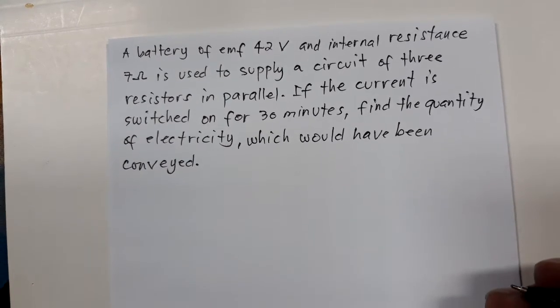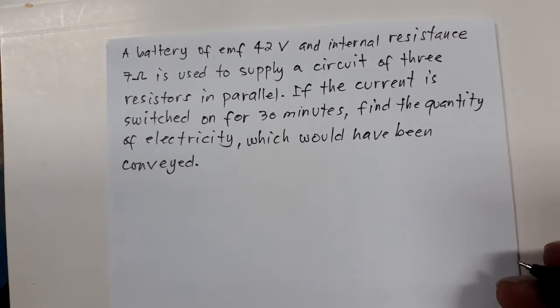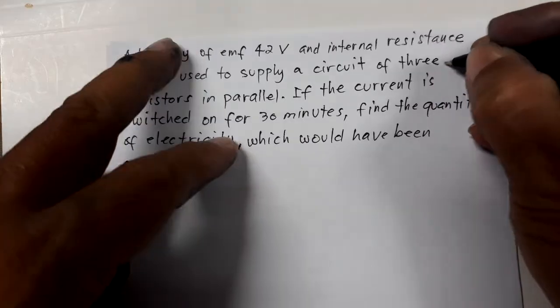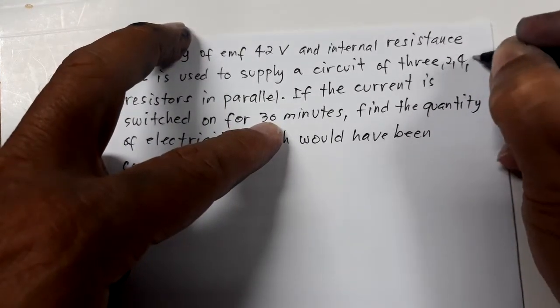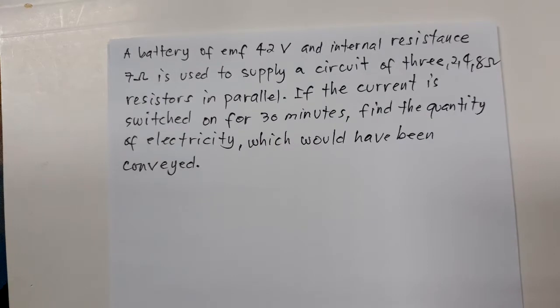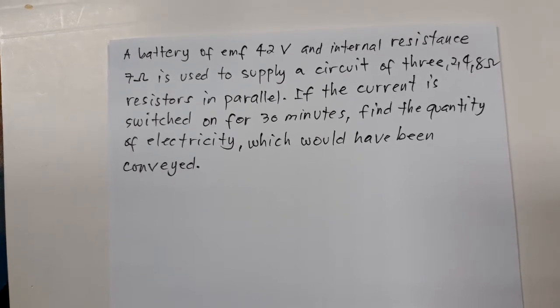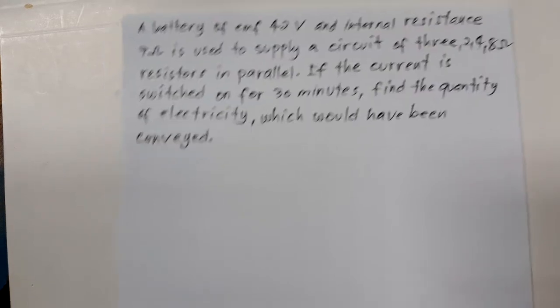A battery of EMF 42 volts and internal resistance 7 ohms is used to supply a circuit. There are 3 resistors in parallel, with values 2, 4, and 8 ohms. So 2, 4, 8 ohms in parallel. Now, if the current is switched on for 30 minutes, find the quantity of electricity which would have been conveyed.